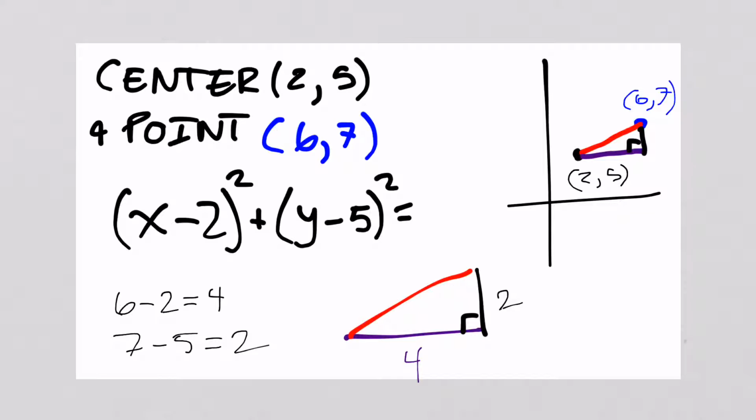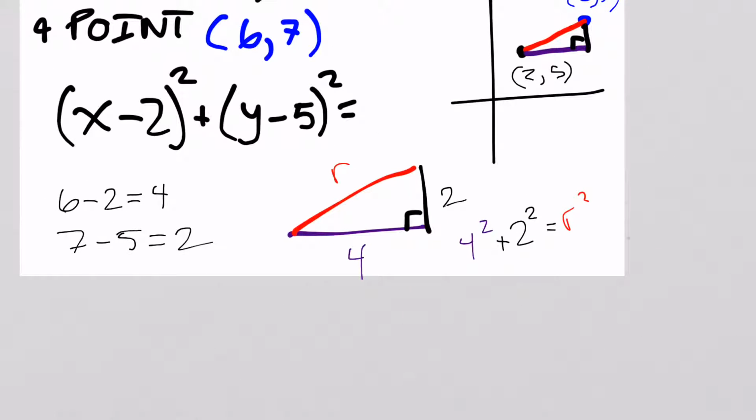distance. So I want to find that radius value, that r value, so I can just Pythag it at this point. So 4 squared plus 2 squared has to equal that r squared. And now I just need to simplify and solve for r. So 4 squared is 16, 2 squared is 4, so 16 plus 4 equals r squared. So 20 equals r squared.